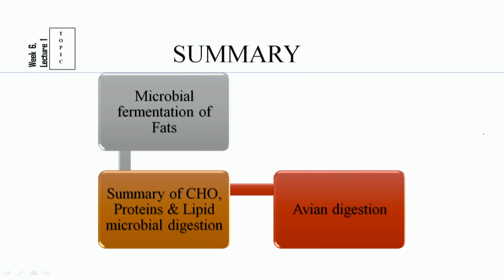So let me summarize what we have seen today: microbial fermentation of fats, that means microbial digestion of dietary lipids, and then the summary of carbohydrate, protein, and lipid microbial digestion. And at the end, we have seen the important aspects of avian digestion. So with this, we complete ruminant digestion, including the avian. Thank you.